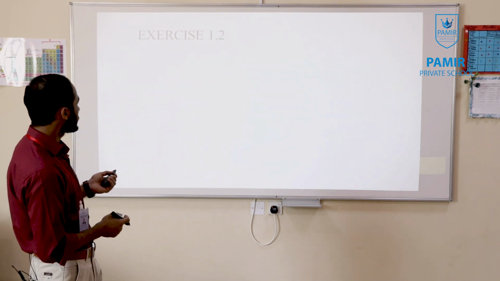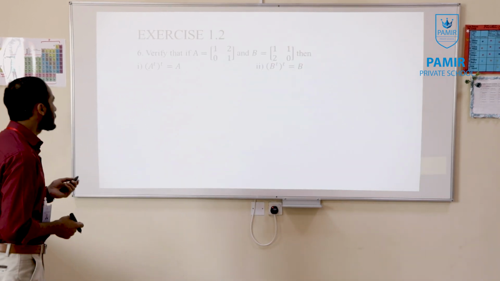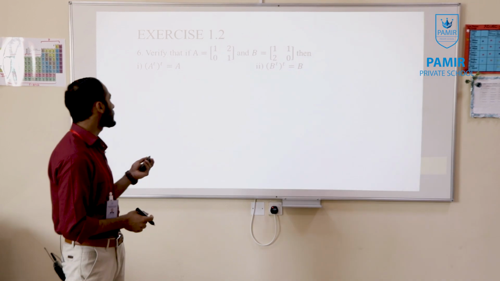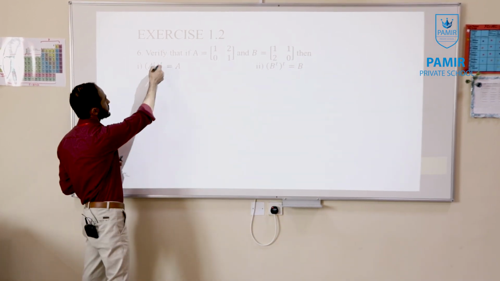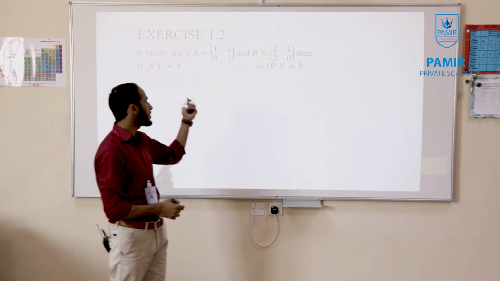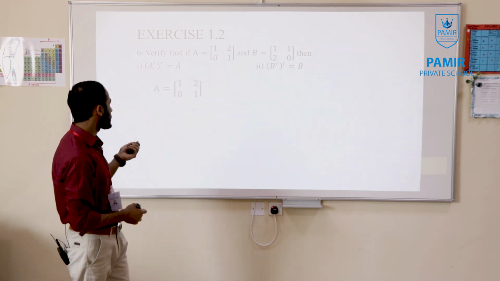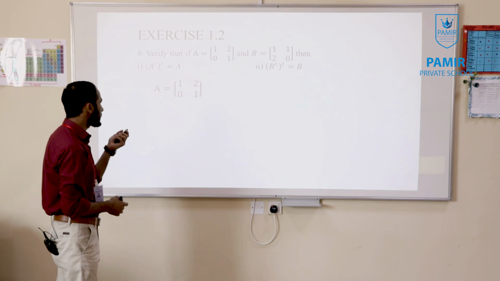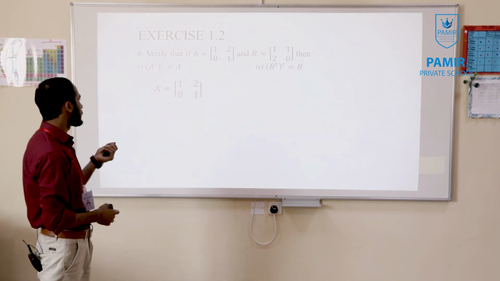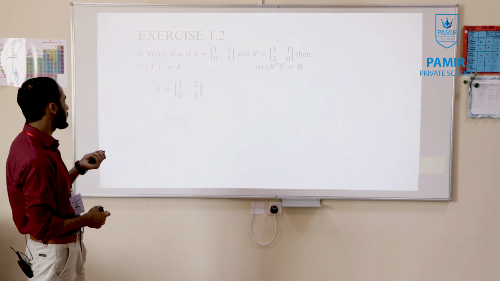Now we have the second exercise. Here we can verify that when we take the double transpose of a matrix, we get the same matrix. For example, here the matrix A is given as 2, 1, 2 and 0 and 1.